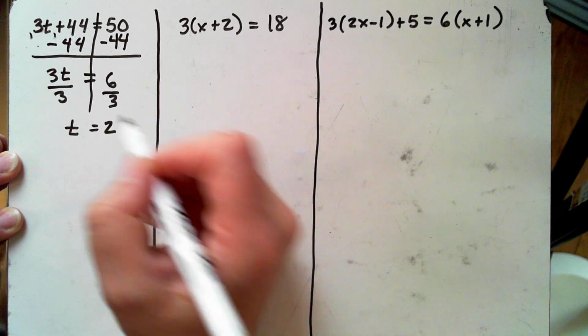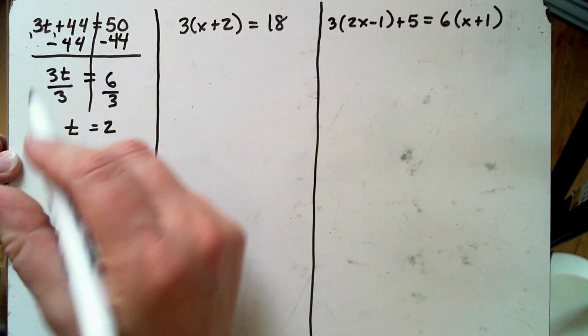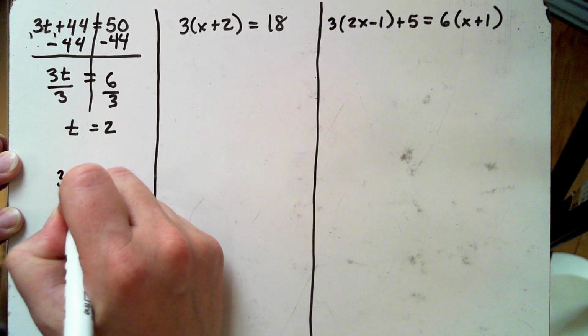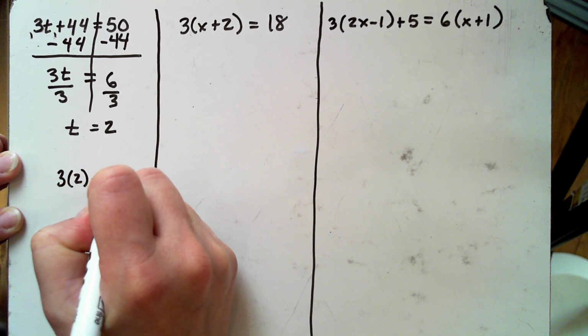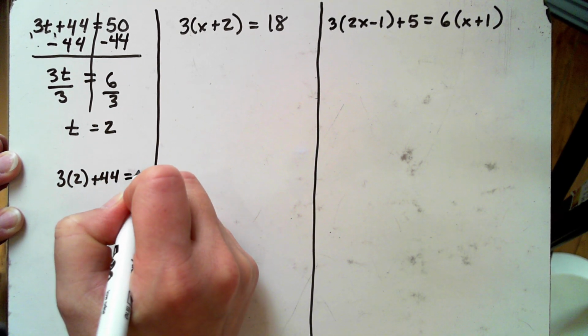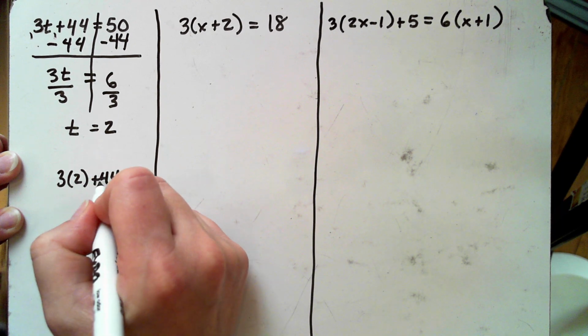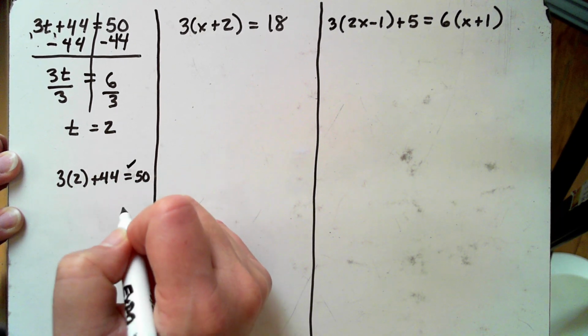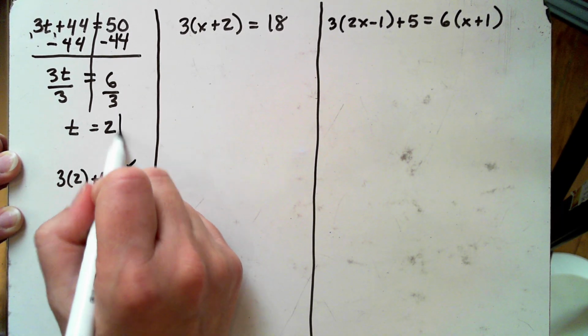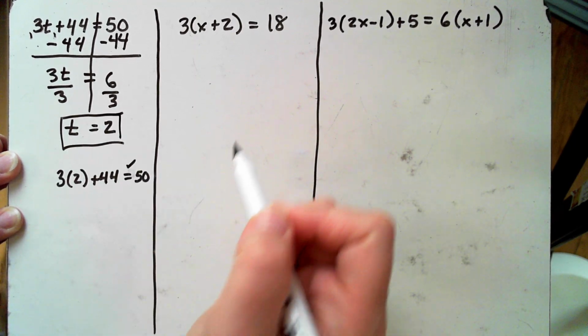If I wanted to check my answer, I could take it and put it back in for t to get 3 times 2 plus 44 and make sure that it actually does equal 50. And 6 plus 44 actually does equal 50. So it is the correct answer. So that is the answer there.